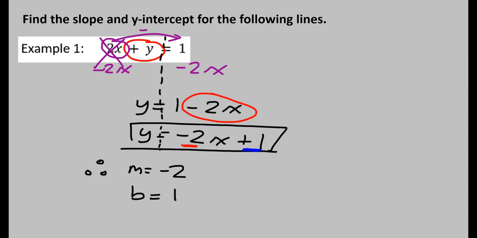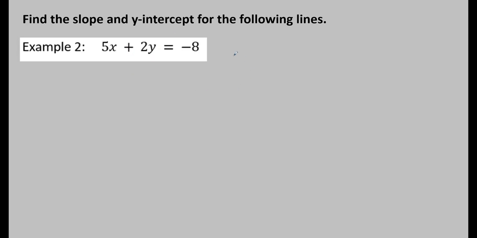Okay, so that was example 1. Example 2, same thing. We have to bring the y by itself, but it's got other people with it. So you're still going to do the same steps. The 5x is still needing to be removed first. So I'm going to subtract 5x on both sides.